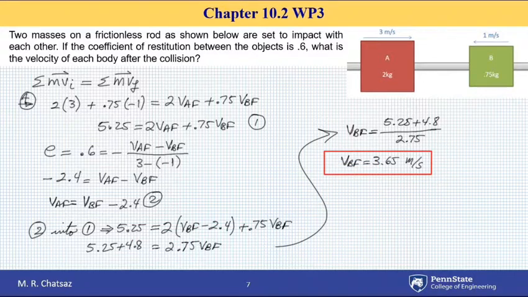If I plug this number into equation number 2, from 2 we can solve for VAF. So 3.65 minus 2.4 gives us 1.25 in meters per second. So this is the second velocity.